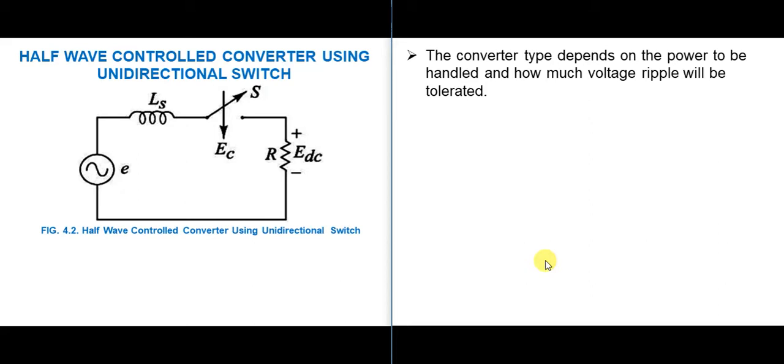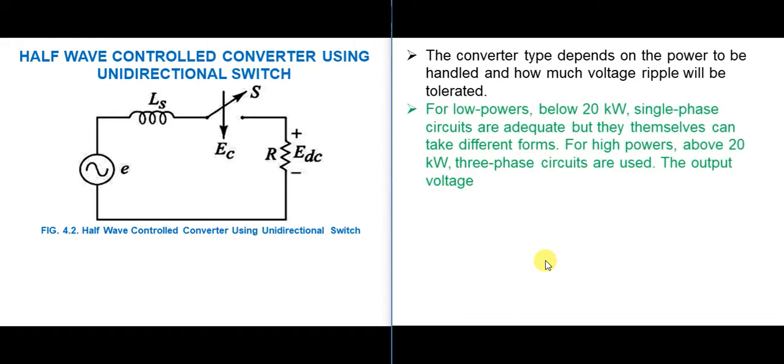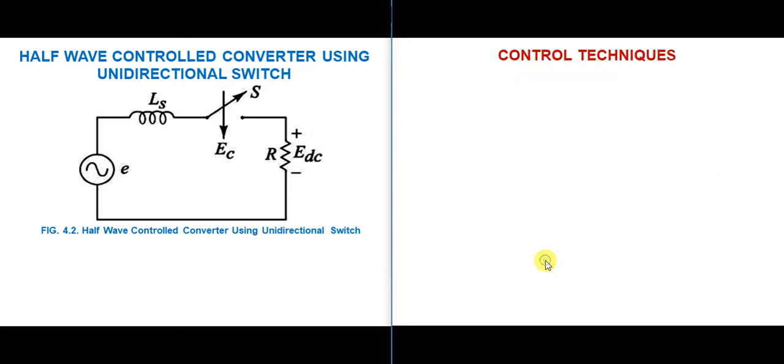The converter type depends on the power to be handled and how much voltage ripple will be tolerated. For low powers, that is below 20 kilowatts, single phase circuits are sufficient. But if you require high power, meaning more than 20 kilowatts, we generally use a three phase circuit.